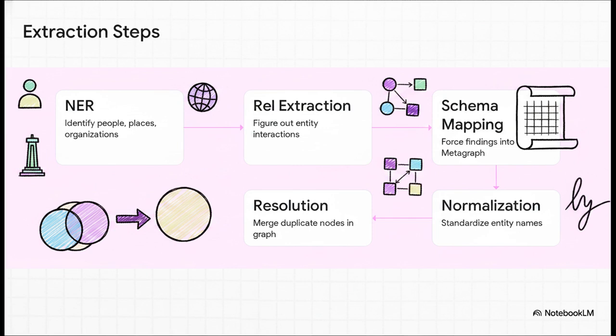This is where the LLM flags the people, the places, the organizations. Step 2 is Relation Extraction, figuring out how those entities interact. Step 3 is Schema Mapping, forcing those findings strictly into our metagraph blueprint. Step 4 is Normalization, standardizing all the names. And finally, Step 5 is Graph Entity Resolution, which is where we merge any duplicate nodes.